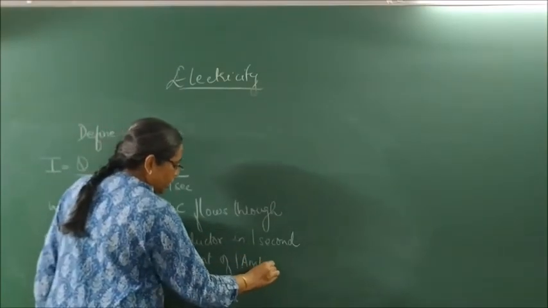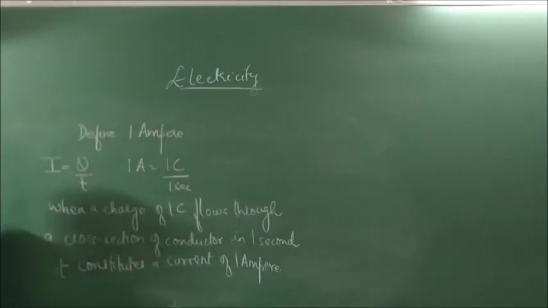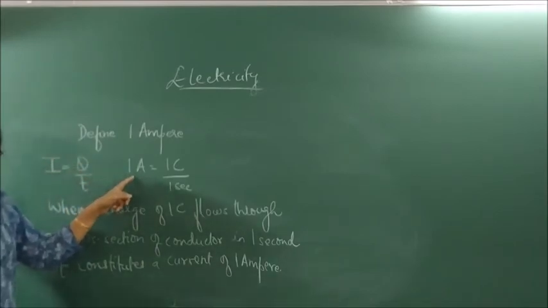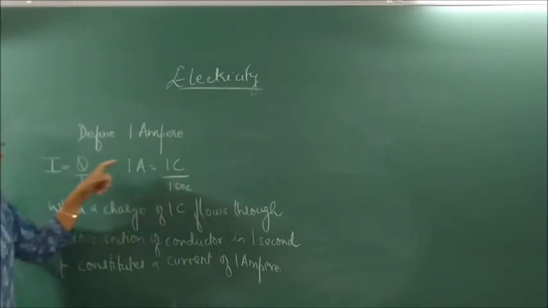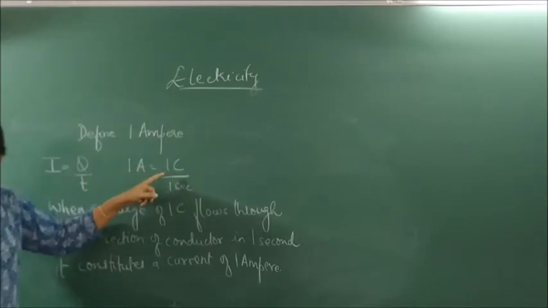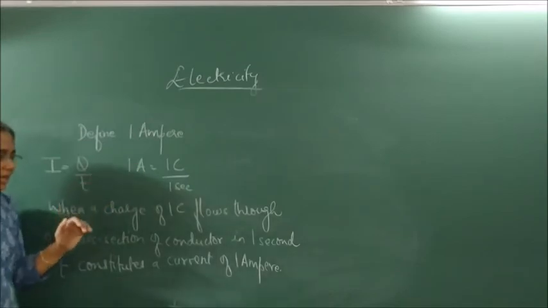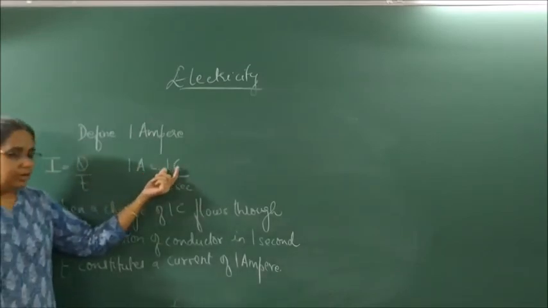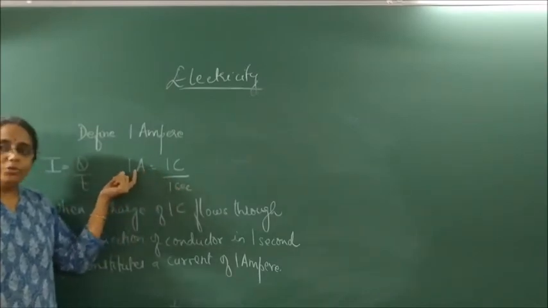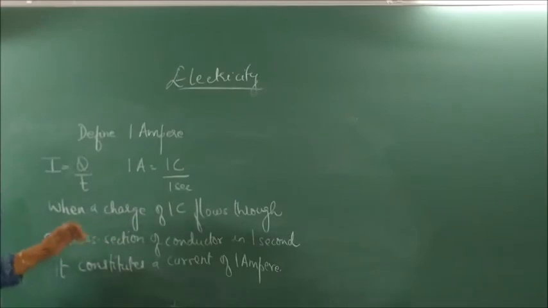So, first always understand, whenever they ask you to define 1 ampere, write what is ampere. Ampere is current. So, I is equal to Q by T. I is measured in ampere, Q is measured in coulombs, time is measured in second. So, 1 ampere is equal to 1 coulomb by 1 second. What exactly it means? That when a charge of 1 coulomb flows through a cross section of a conductor in 1 second, it constitutes a current of 1 ampere.